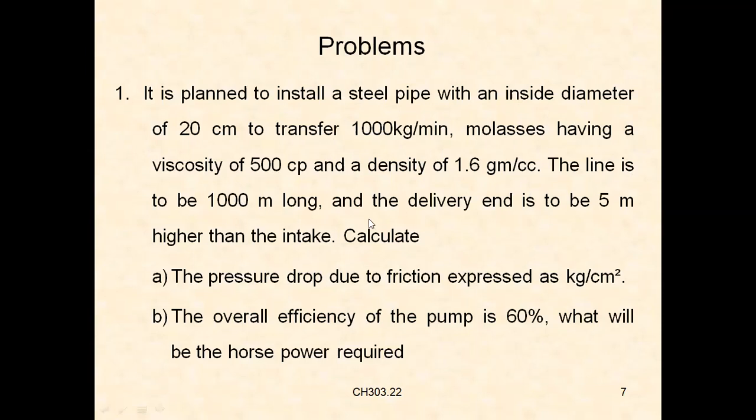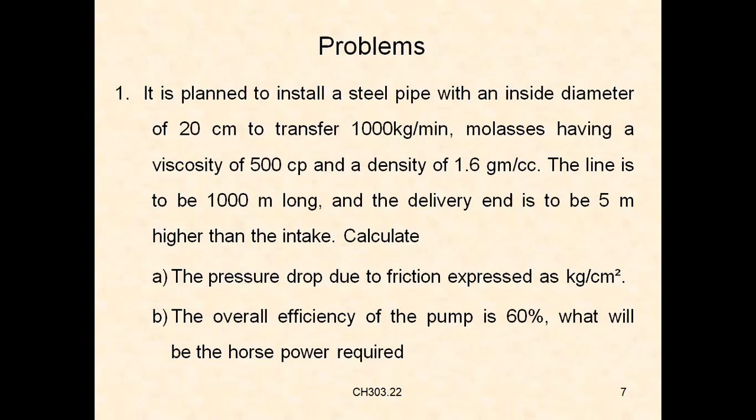The line is to be 1000 meters long. That is, the length of the pipeline is 1000 meters. And the delivery end is 5 meters higher than the intake. So these types of problems we have already solved in the second chapter.